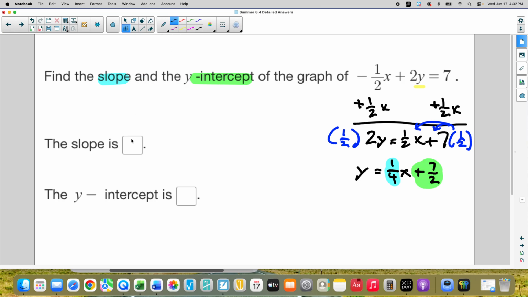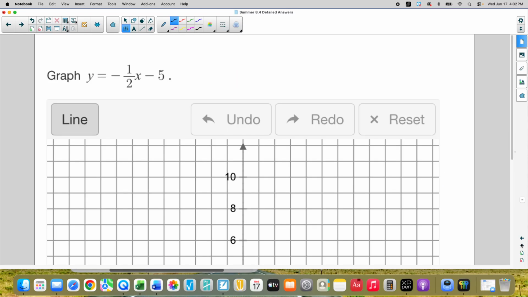It's okay to have fractions. We have 1/4 as my slope and 7/2 as my y-intercept. That is really the best. If you can do that, you're looking good. I'm assuming a lot of students forget to multiply the 1/2 by both terms.